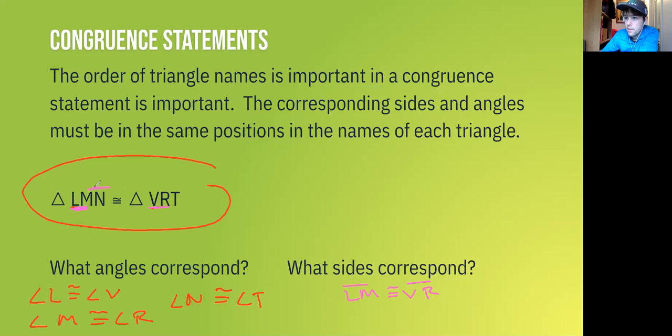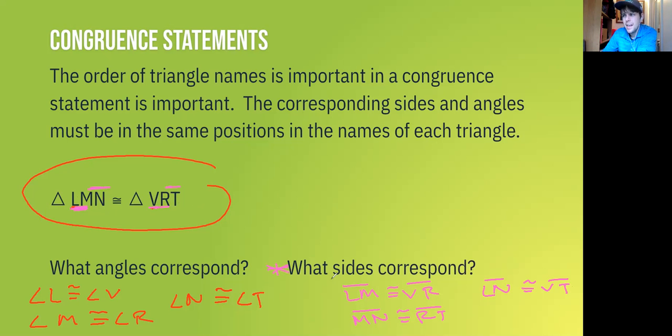The second two letters, MN, RT, those would correspond with one another. And the other side we're missing here is LN. That would correspond to VT. Pretty easy to do it that way. Again, we're just matching up what letters are in the same position.